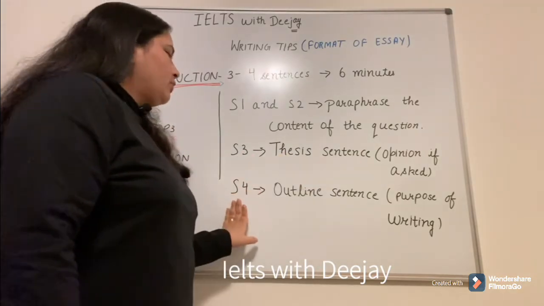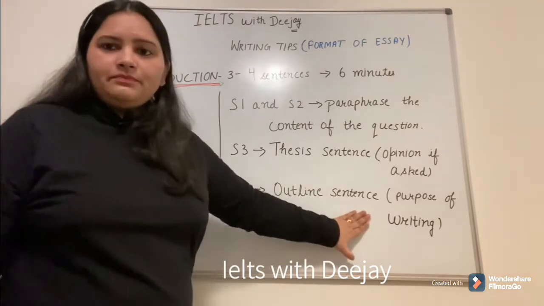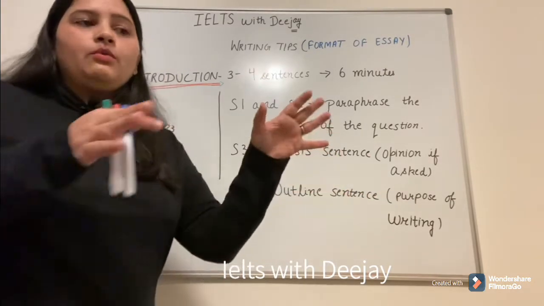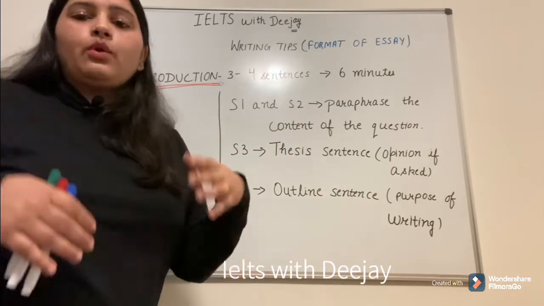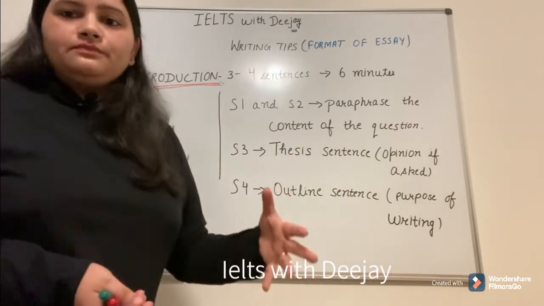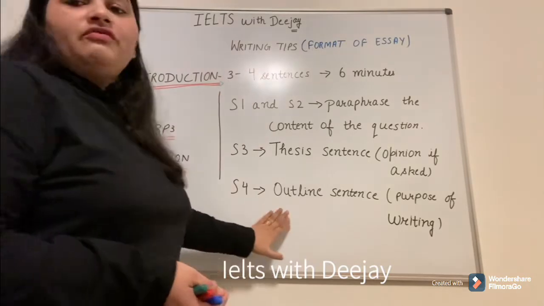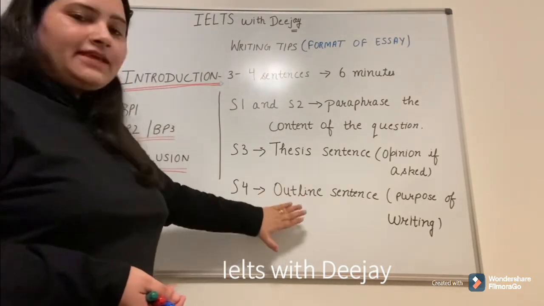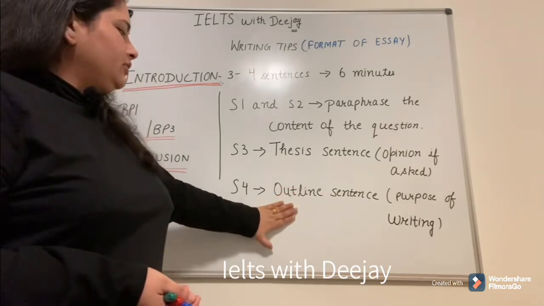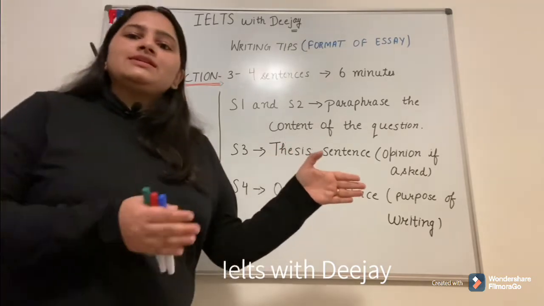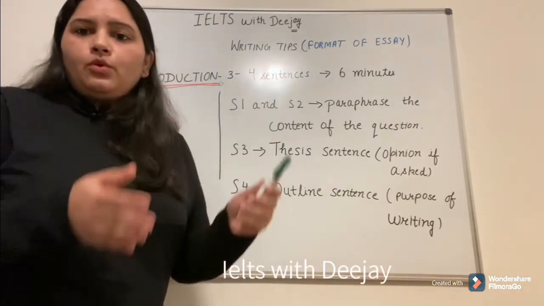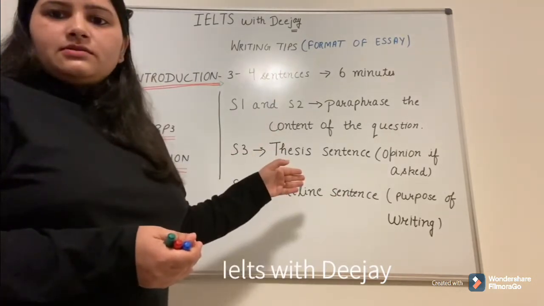Sentence 4 is for the outline sentence. The purpose of writing it is giving a direction to the examiner about which direction we are going to write in, what our essay will include. Okay, so this is how we write an introduction. This is an impressive way of writing. This will save your time, and you will also know how many sentences you have to write. You will not go out of the topic and you will not write more than 4 sentences.